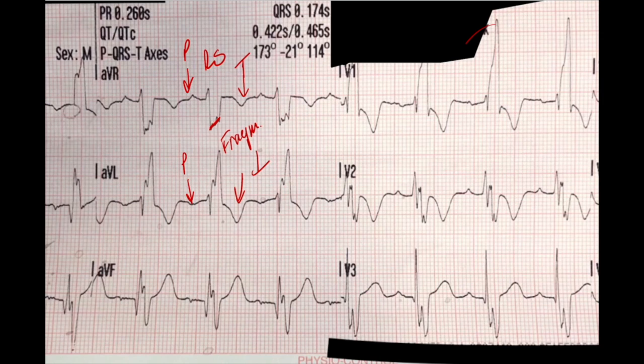aVF, the P wave definitely seems to be a little biphasic in this inferior lead. We have this fragmented QRS again. We have a little bit of benign early repol, and our T waves are upright as we would expect them to be.